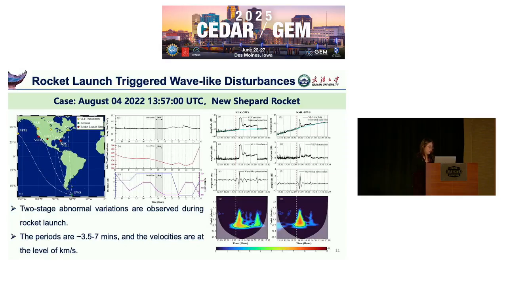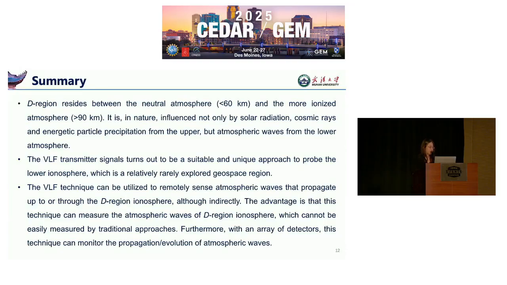The New Shepard rocket left from Florida, and we observed 2-stage abnormal variations during the rocket launch, and they have periods of 3.5 minutes to 7 minutes, and the velocities are at the level of kilometers per second, which is consistent with shock acoustic waves. So that's the summary.